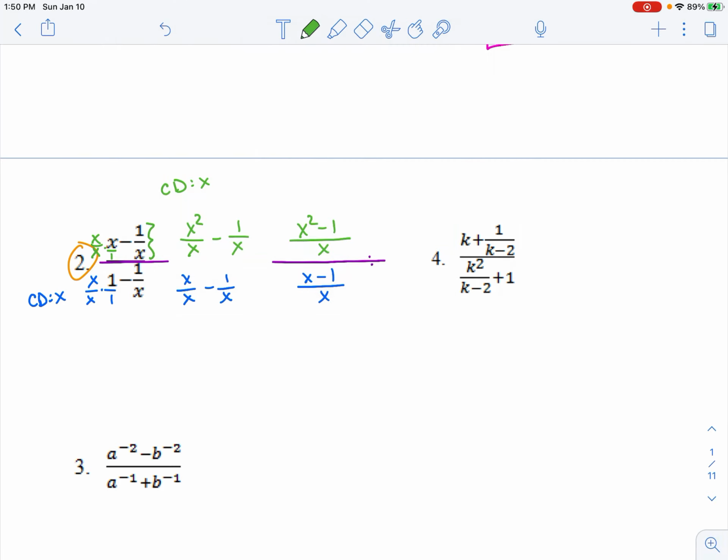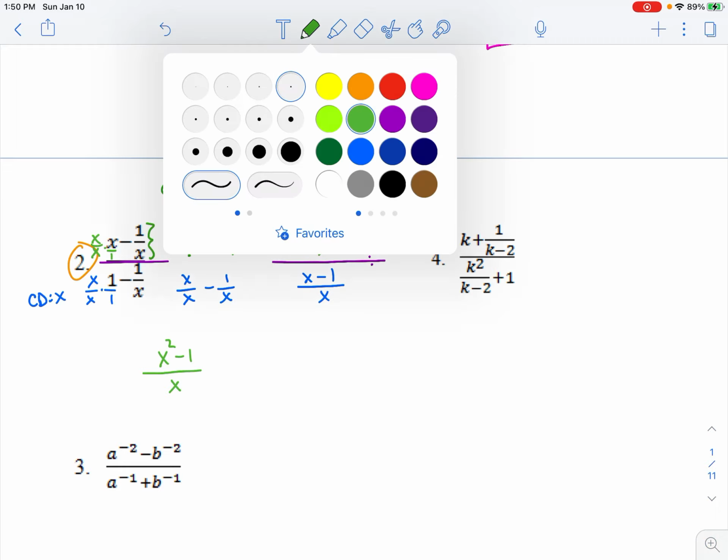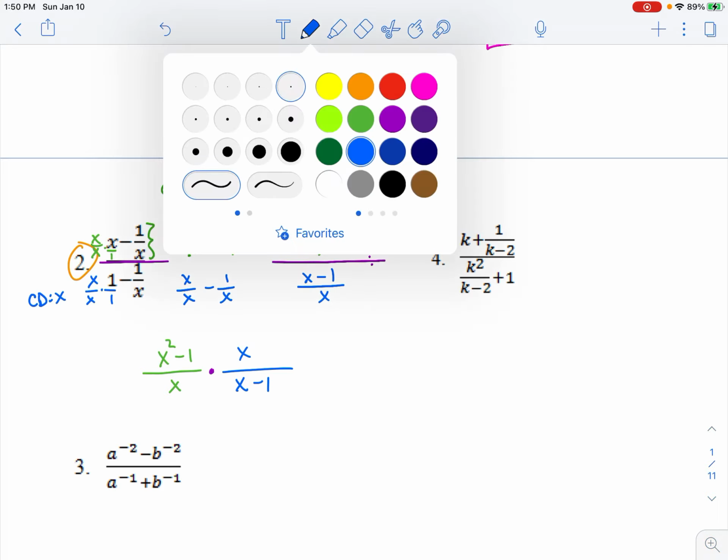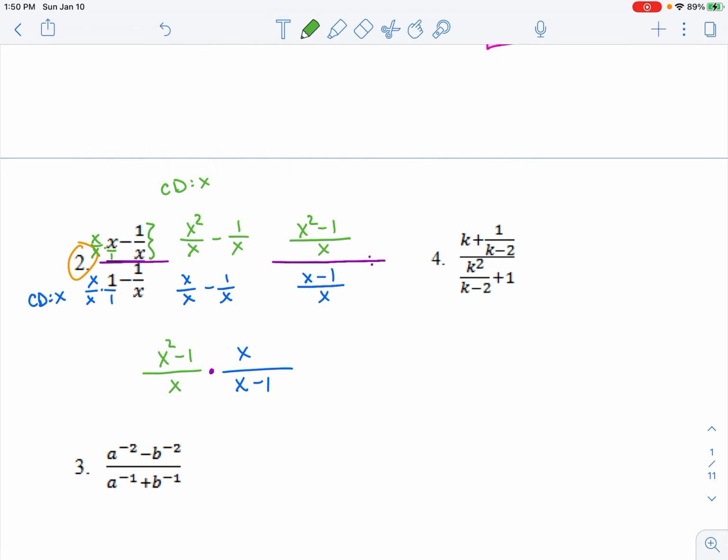I know how to divide fractions. I'm going to keep my green fraction the same. And then I'm going to change my division into multiplication. And I'm going to take the reciprocal of my denominator fraction, my bottom fraction. Now, I do want to treat this like one of our problems that we already did in sections 5.4 and 5.5. So here, I want to factor everything that I can factor. So I'm going to factor x plus 1 times x minus 1. That is now going to let me cancel things out.